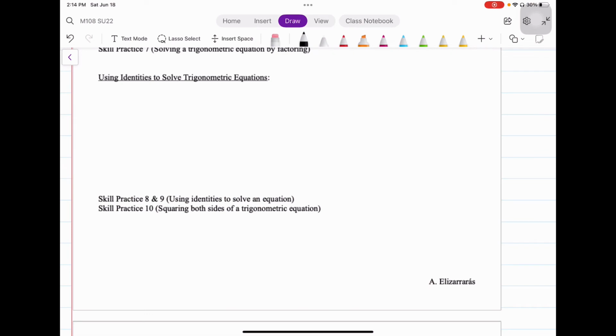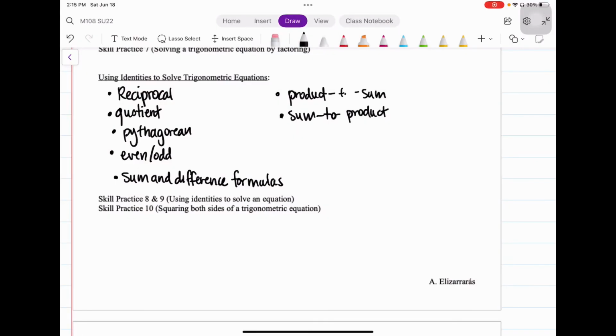Another way that you can solve trigonometric equations is by using identities. If you have something that you could rewrite, let's say you have a cosine of some larger value, you could use the sum to product formula, you could use the product to sum formula, you could use the Pythagorean identities, you could use the quotient identities, you could use any of the different identities to solve. It really involves you analyzing the information that you're given and determining which one would be most beneficial to help you solve.